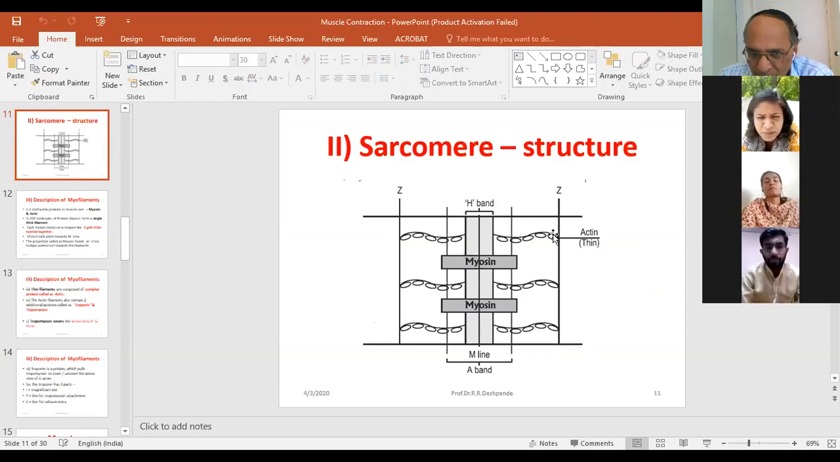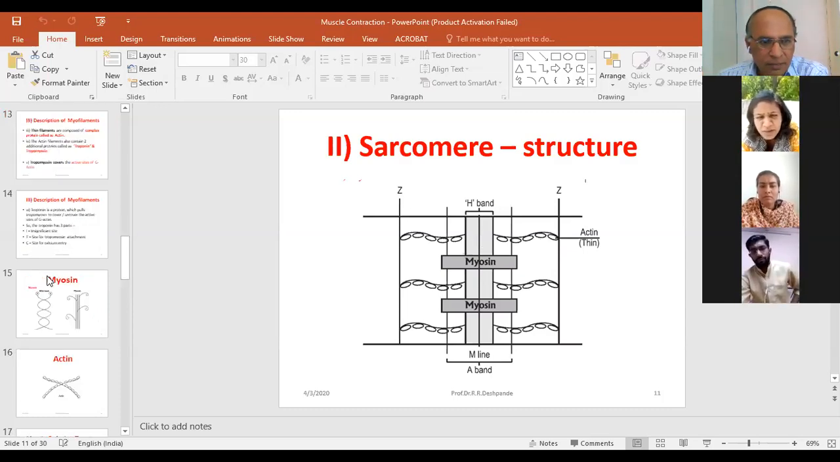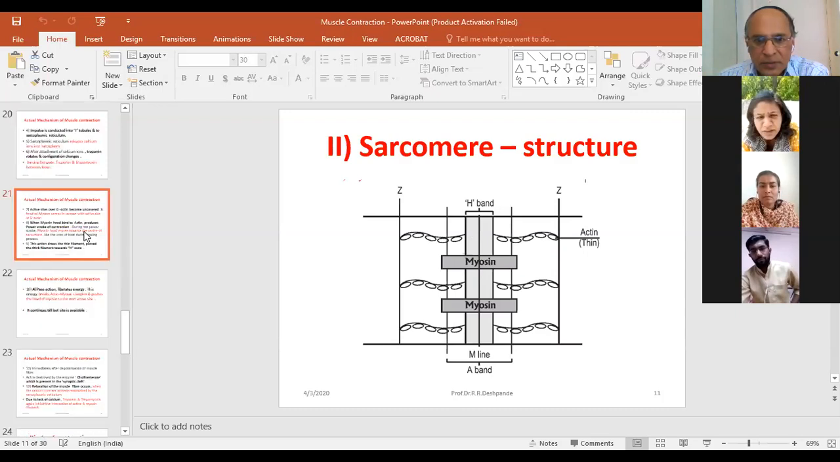Pulling this part to this part, and this part to this part. So what will happen if the two things are coming nearer? That is contraction. Is it understood by you? Okay.